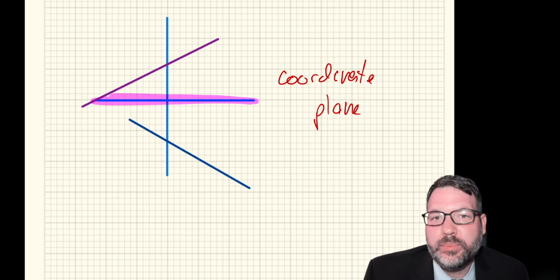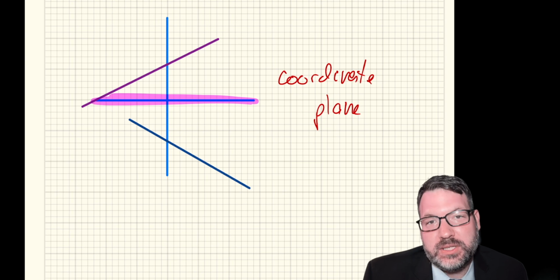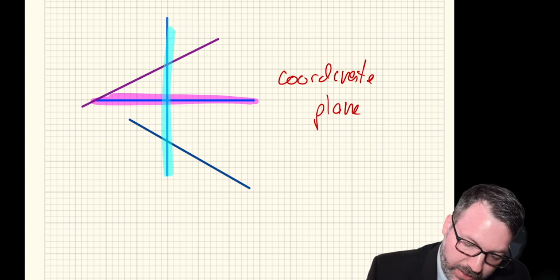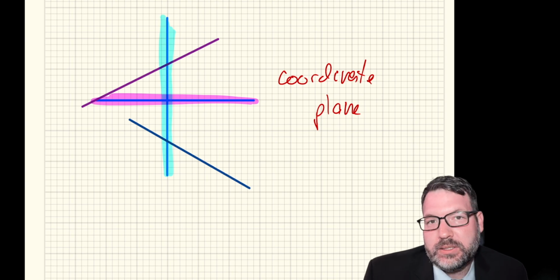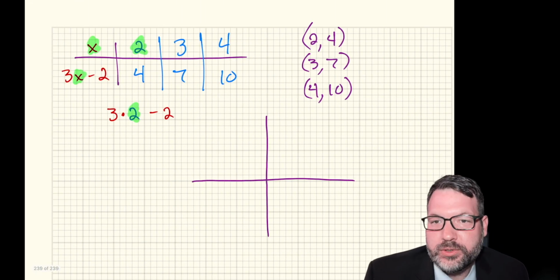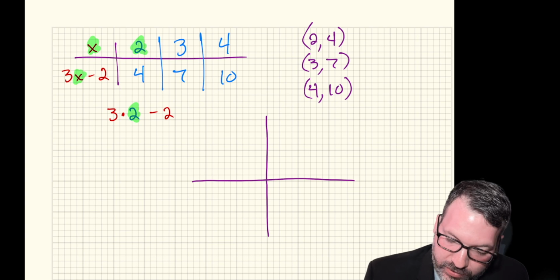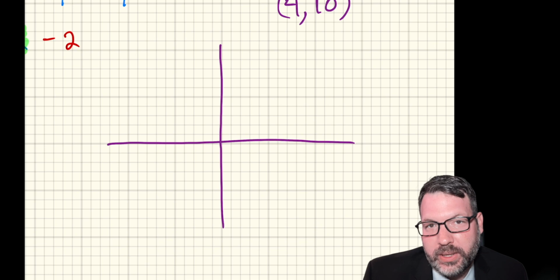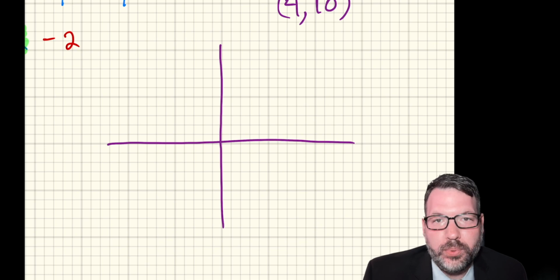And that's where we're going to put a bunch of our inputs, the left side of that table or the top of that table. The up and down line we call the y-axis, and that's where we put our outputs, the right side of the table. So if I'm looking at something like these ordered pairs, 2, 4, 3, 7, 4, 10, I'm going to use this coordinate plane to plot those points.